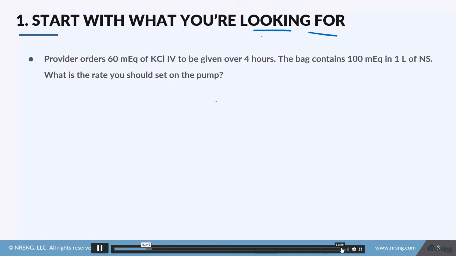So first things first, identify our variables. What are we looking for? Well, setting a rate on an IV pump always means milliliters per hour. So we're going to write that here, and we're going to put an equal sign because we're going to be setting up an equation. Okay, step 1, start with what you're looking for.